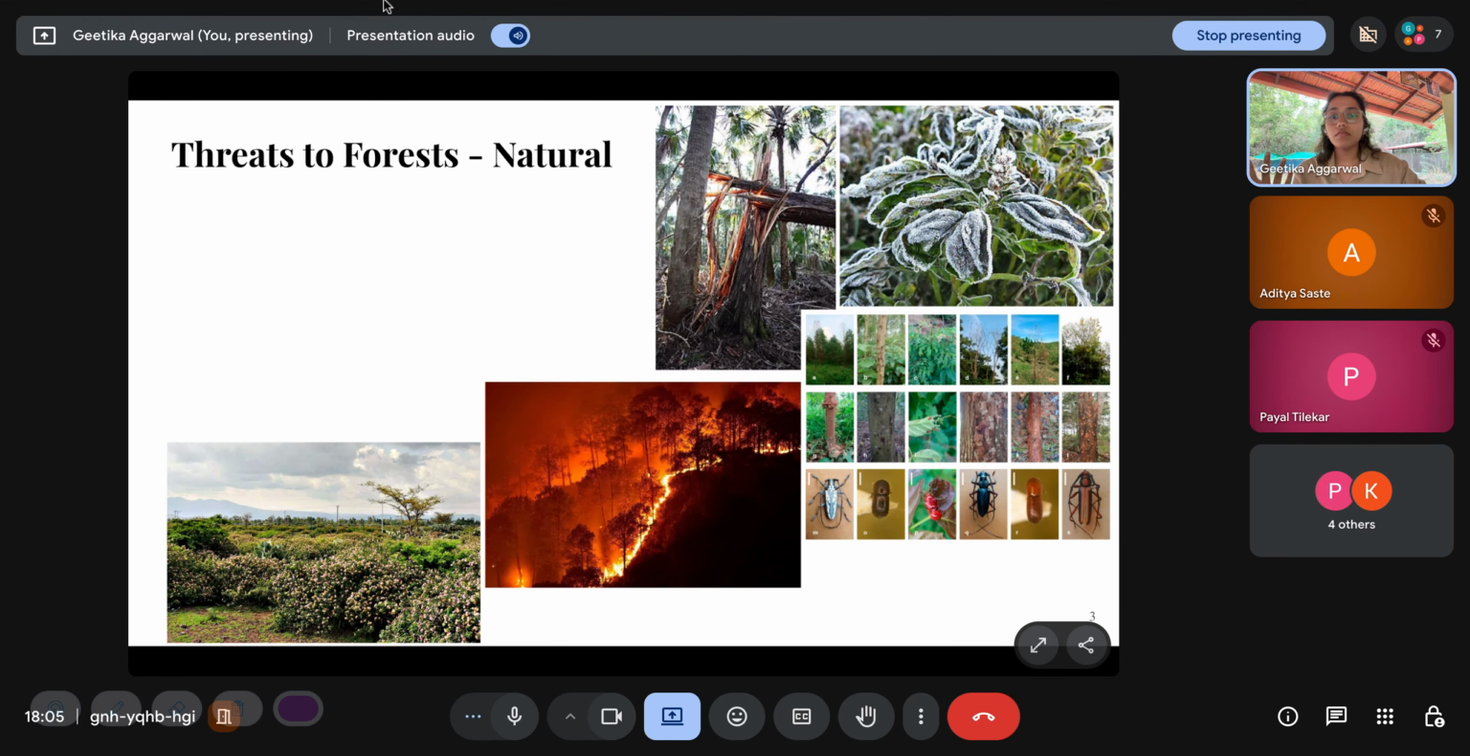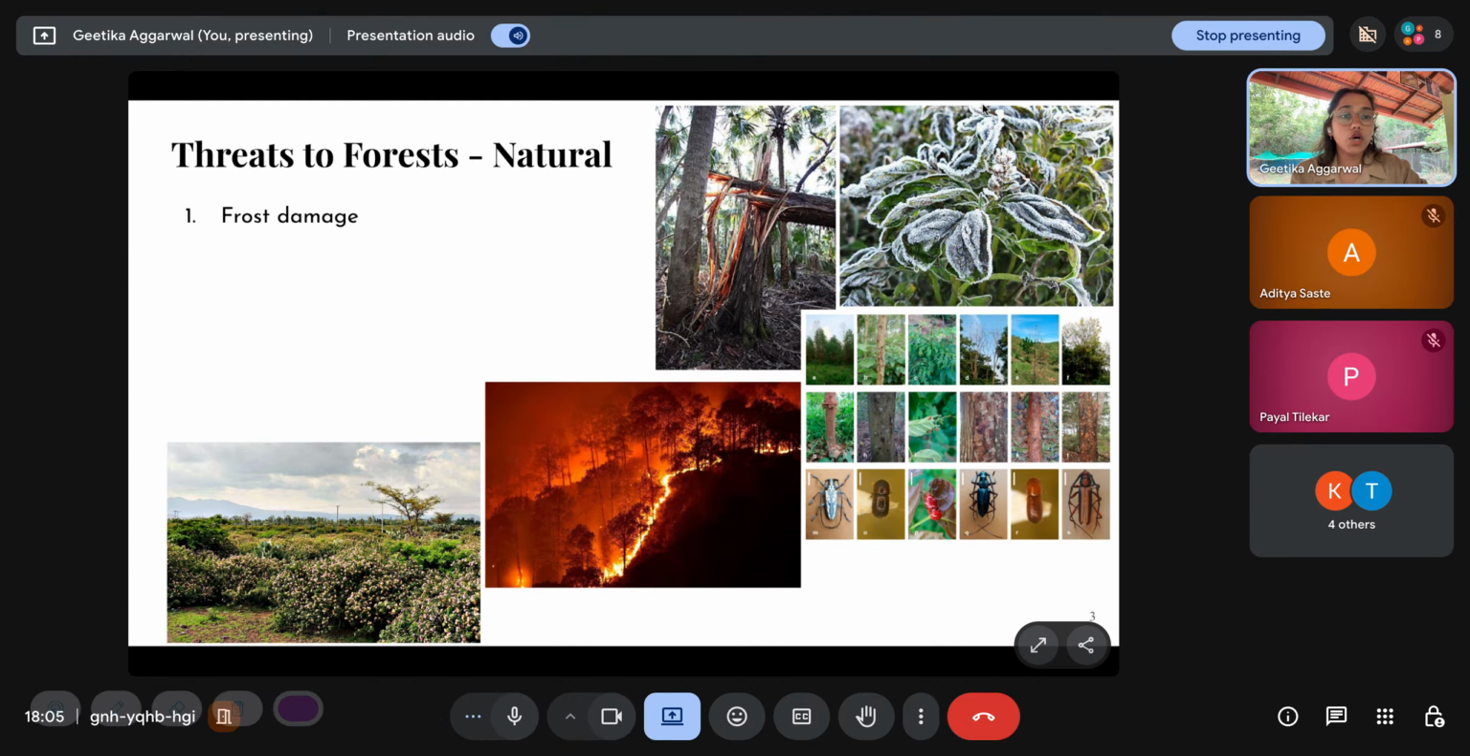And moving on to what are some threats to forests, we have two major categories of threats to forests. One are some natural threats, and one are some artificial or man-made threats, like anthropogenic factors that can affect forests. And when it comes to natural threats, as you can see in these images, you can probably make out that there is something like a frost issue happening in this image.